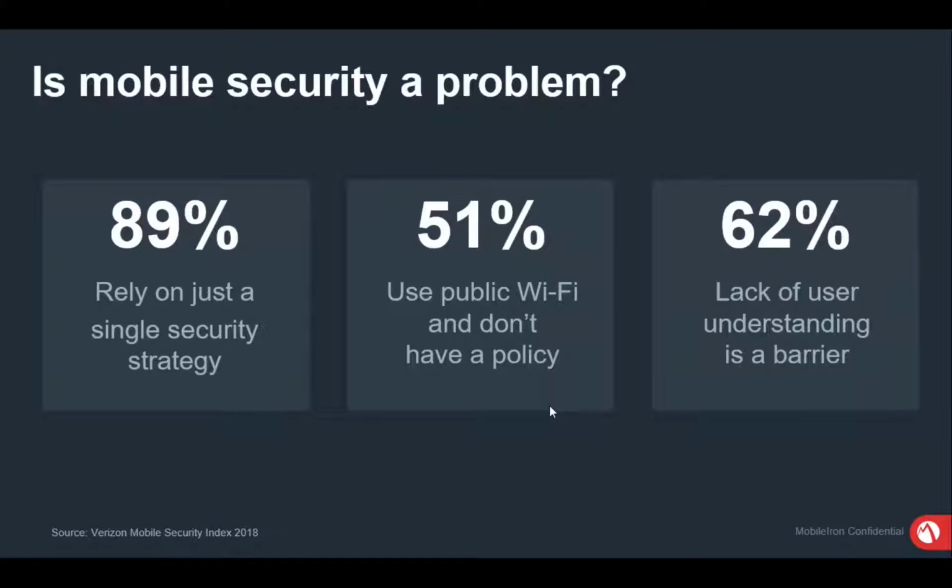89% of users rely on a single security strategy, meaning they have a perimeter firewall and some WAF in place and publish through the WAF. They are okay with whatever security is provided by this perimeter security. And 51% of users are using public Wi-Fi, without even a secure policy to verify whether that Wi-Fi is genuine or not. And 62% of users don't know how things are working. Even if some free Wi-Fi is there, people tend to connect. They won't know what security issue might happen behind this unsecure or untrusted Wi-Fi.